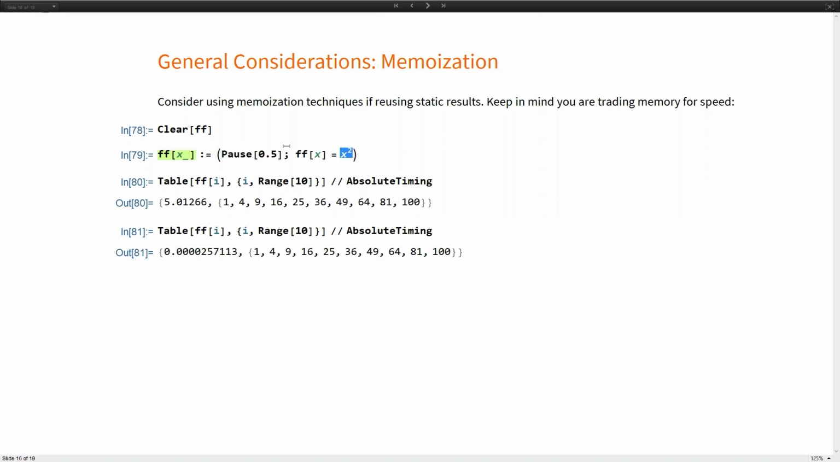And so the memoization technique is, you see that I'm using both SetDelayed to define the function, and then just the Set function here to basically recall this value. You see the first time that I run this using this Table function, it takes about 5 seconds because every operation takes half a second and I'm operating 10 times. And then the second time I ask for it, you see it's much faster.